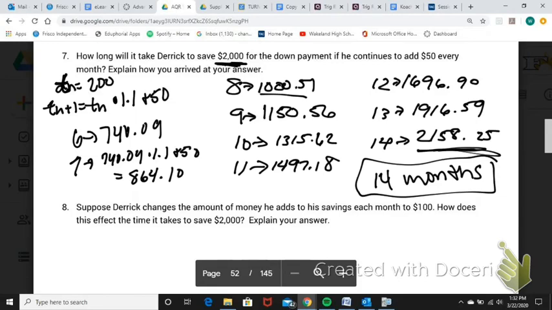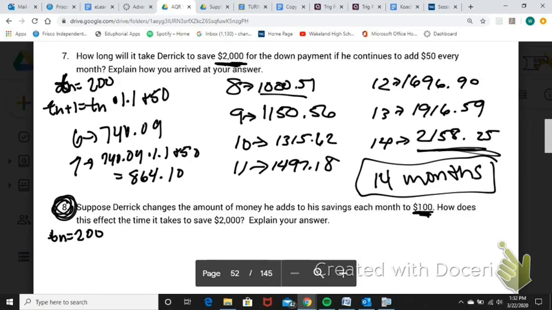So last part of this that I want you to do, I want you to work number 8. So I want to see your work on that. Take a picture, submit it through Canvas at the turn-in. Kind of to set up number 8, the only difference between number 8 and the problems that we've been working is that instead of $50 he's adding each month, he's adding $100, and he wants to see how this will affect the time that it gets him to save $2,000. So I'm just going to make a small change to our recursive rule.